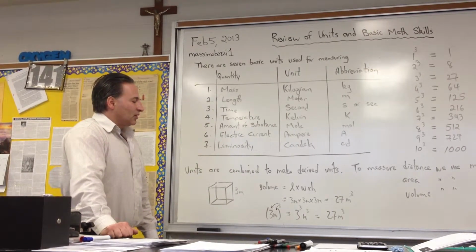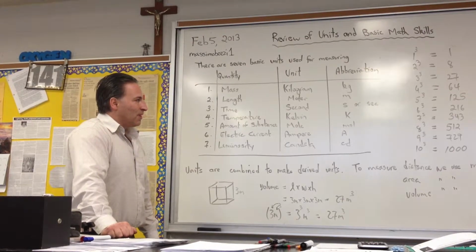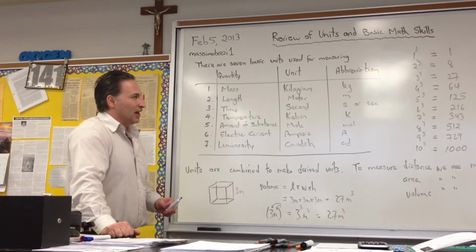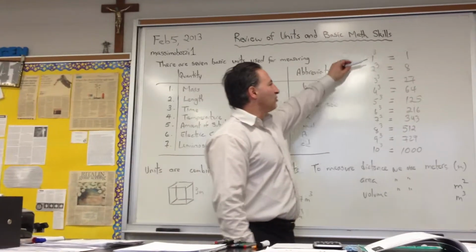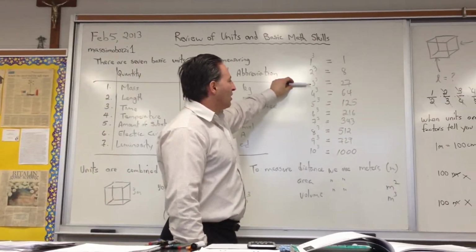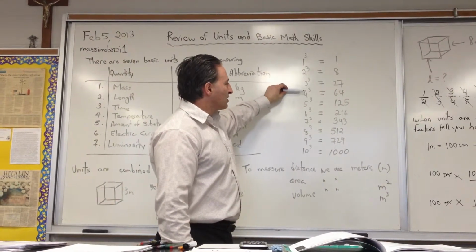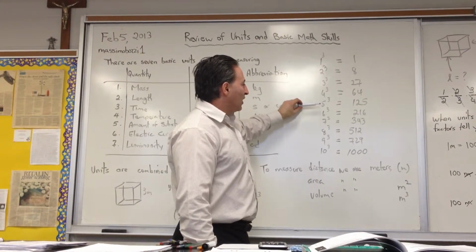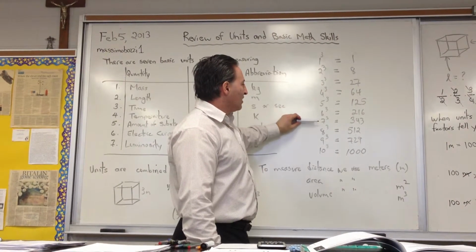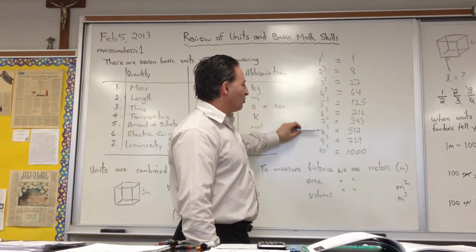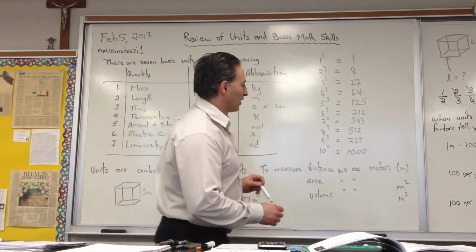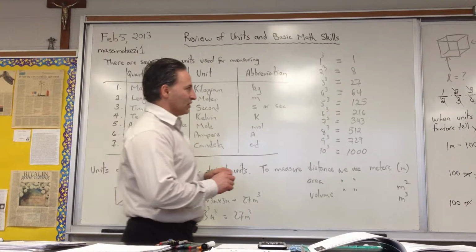It's also probably advisable to remember all the cubes up to 10. So I've listed them here. 1 cubed is 1, 2 cubed is 8, 3 cubed is 27, 4 cubed is 64, 5 cubed is 125, 6 cubed is 216, 7 cubed is 343, 8 cubed is 512, 9 cubed is 729, 10 cubed is 1,000.